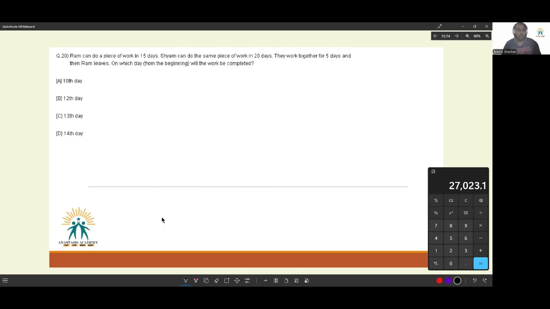Next, Ram can do a piece of work in 15 days. Sham can do the same piece of work in 20 days. So let's say the total work was 60. Ram does it at the rate of 4, Sham does it at the rate of 3. They work together for 5 days. So in 5 days, at the rate of 4 and 3, 35 units are done. And then Ram leaves. Ram is no longer available. On which day from the beginning will the work be completed?